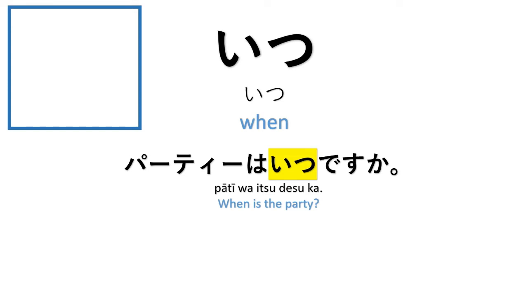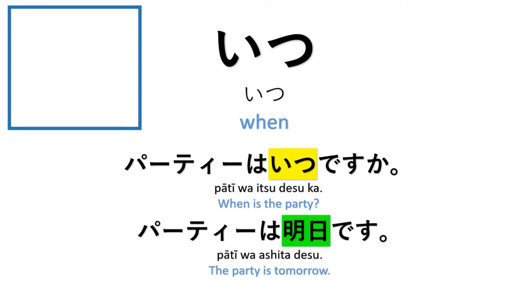Party wa itsu desu ka? Okay, so the answer could be party wa ashita desu. The party is tomorrow. So here we replace itsu with a particular time frame like tomorrow, ashita.